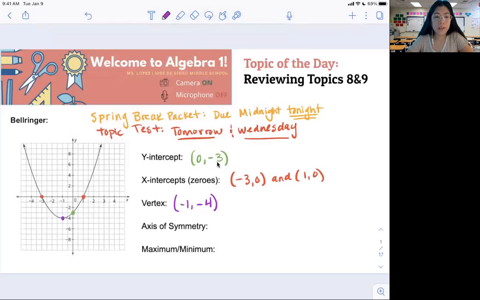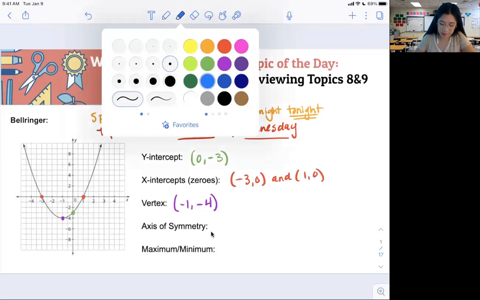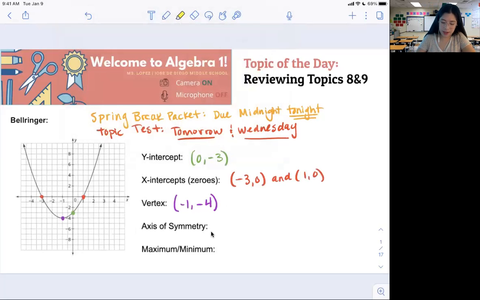Okay, so those are kind of the three big, really important ones. And now for axis of symmetry and then maximum and minimum, there's just a couple little things we have to remember. So axis of symmetry, what's that one going to be? -1. -1, but let's be a little more specific. So it's at -1, but how do I write the full answer?